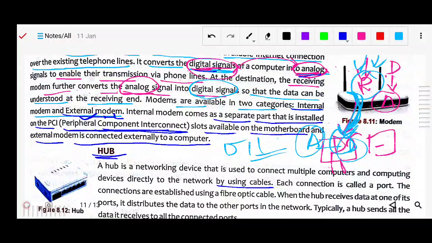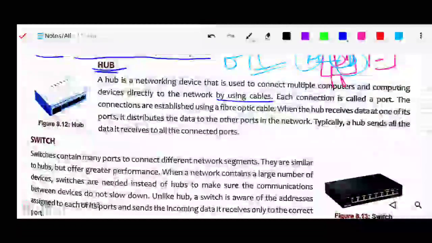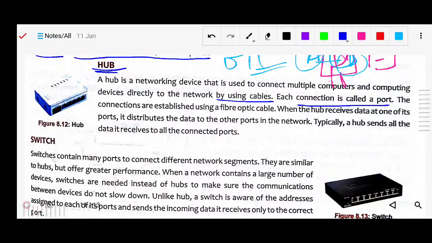More than one computer can be connected, and each connection is called a port. As you know, in a network each computer is called a node, like node A. When we connect the first computer, it is connected to a port. The connections are established using fiber optic cable. When the hub receives data at one of its ports, it distributes the data to the other ports in the network. Typically the hub sends all the data it receives to all connected ports.